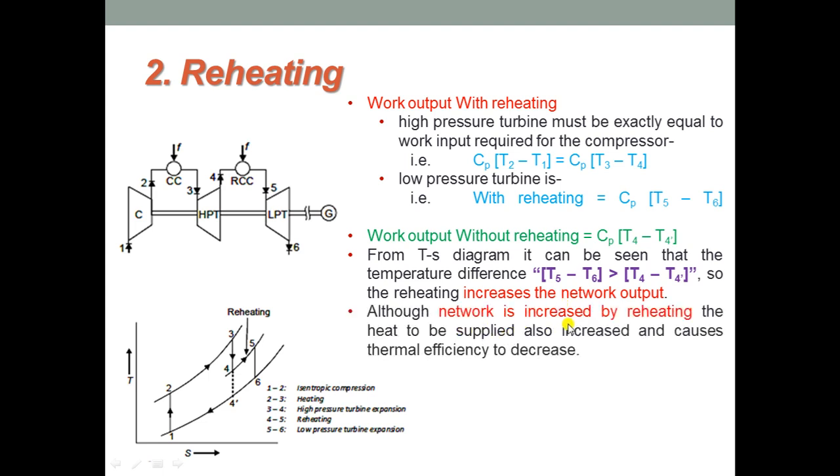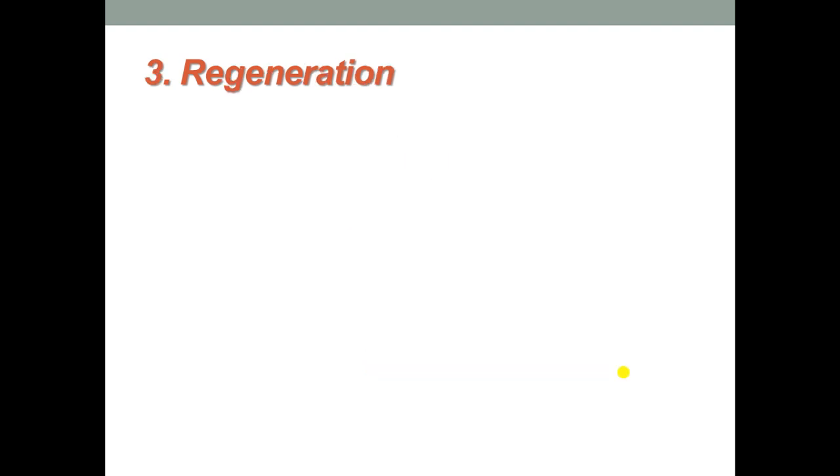Although net work is increased by reheating, the heat supplied is also increased and causes the thermal efficiency to decrease. That is because of the increase in heat addition in the second stage. Heat supplied is given by Cp into (T3 minus T2) plus Cp into (T5 minus T4), two stages of heat addition. And moving on to the next one, the last one, the regeneration.